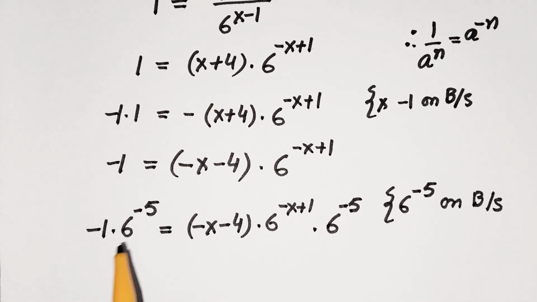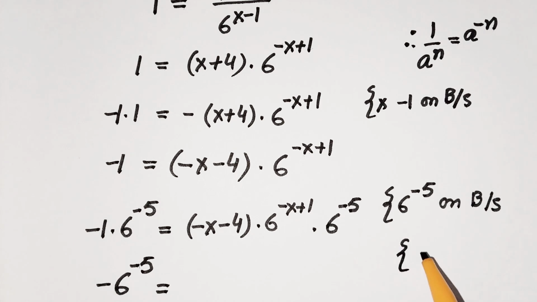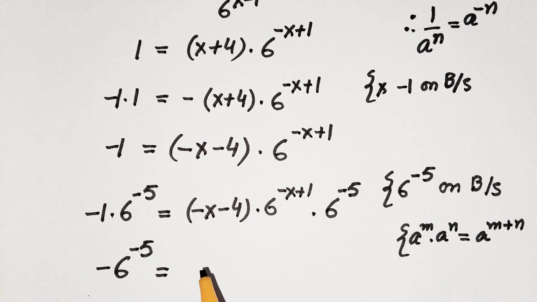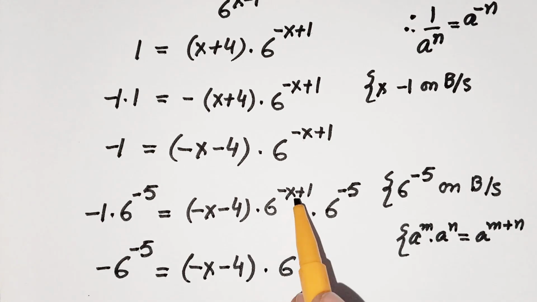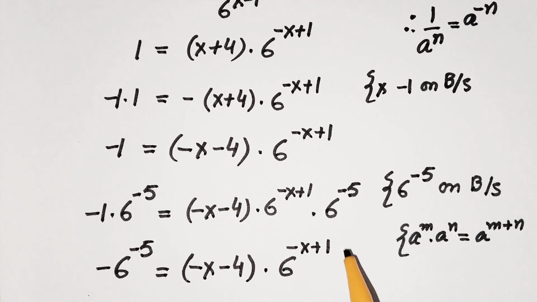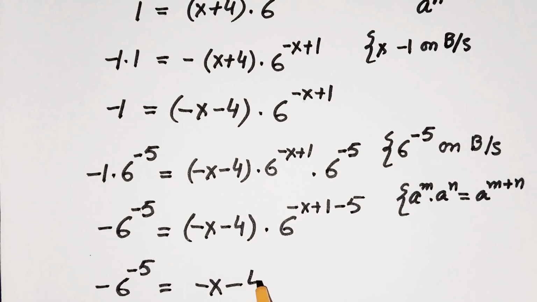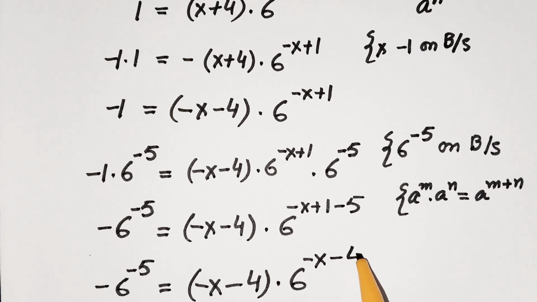Then we get minus 6 to the power minus 5 is equal to, here we just use the exponential law: as we know, if we have a raised to power m times a raised to power n, it will be equal to a raised to the power m plus n. So using this, we get minus x minus 4, here bases are the same, so we just write 6, and the exponent is minus x plus 1 plus minus 5, which is minus x minus 4. So in the next step we get minus 6 to the power minus 5 is equal to minus x minus 4 times 6 to the power minus x minus 4.